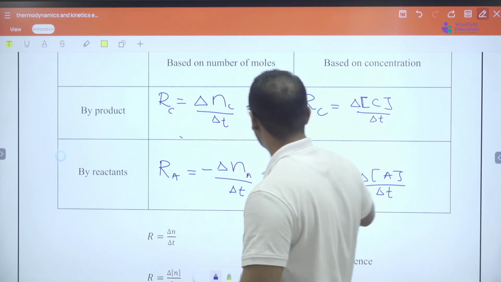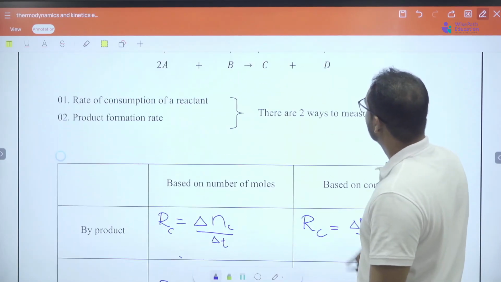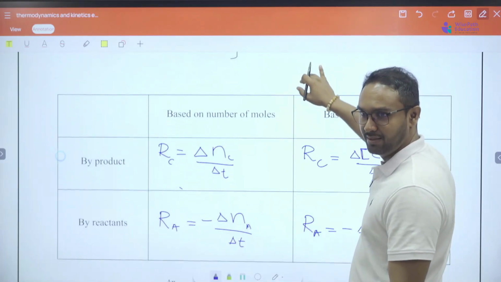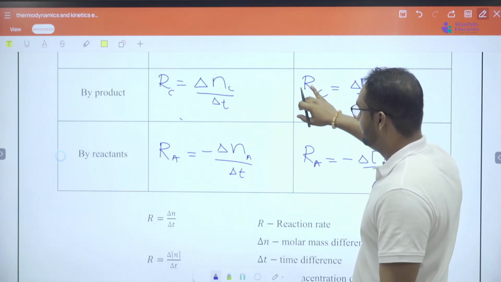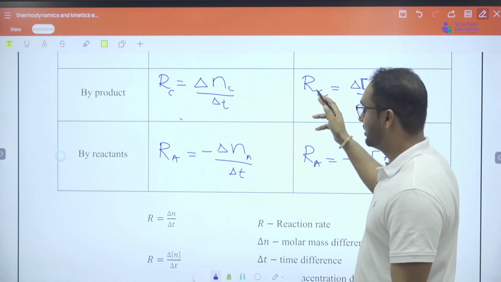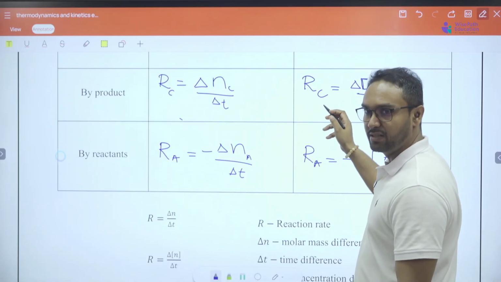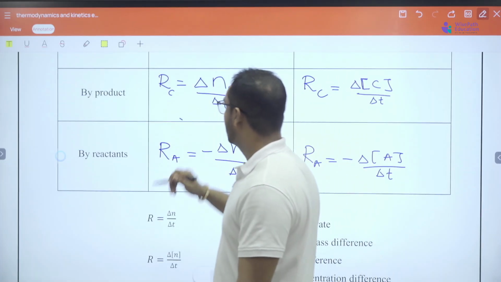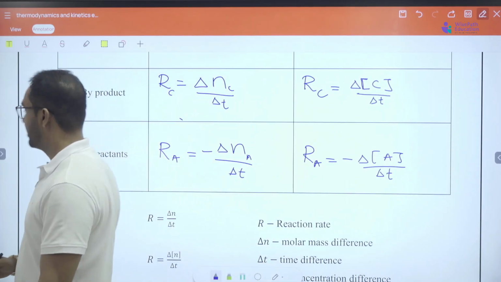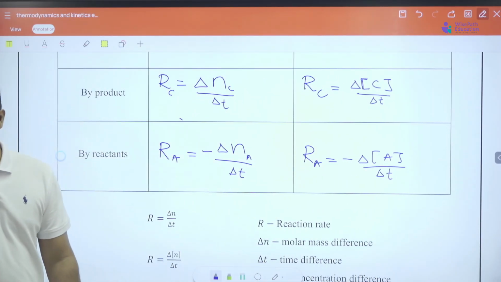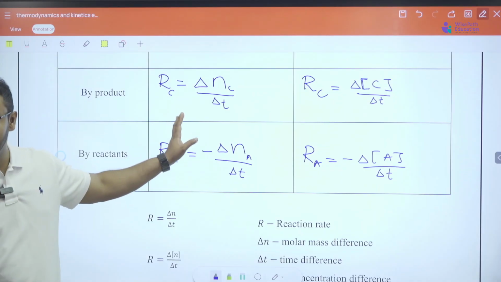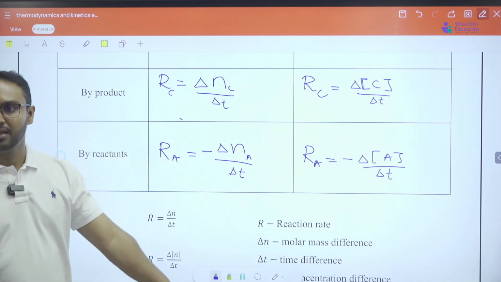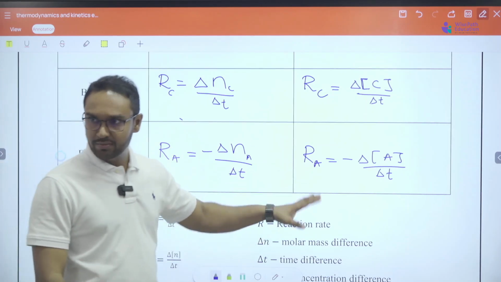I said the product C. That's the product C. Right? This means the rate of production of C. Both mean the rate of production of C, in the means of moles and in the means of concentration. That's all. So you have to know how to write the formula.